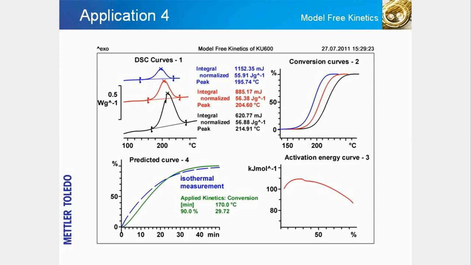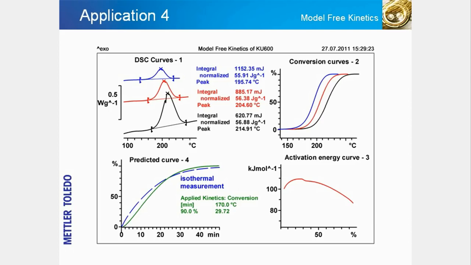In step 1, the exothermic reaction is measured by DSC at 3 or more different heating rates. The reaction enthalpies are then determined by drawing suitable baselines and integrating the areas under the peaks. In step 2, the data obtained in step 1 is used to calculate conversion curves that show the extent of reaction or conversion as a function of temperature for the 3 heating rates.